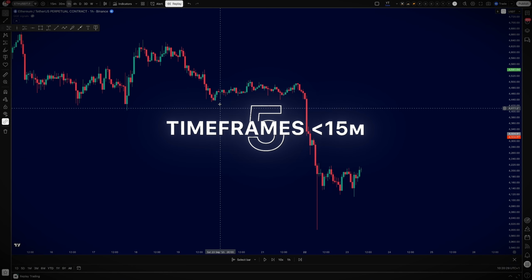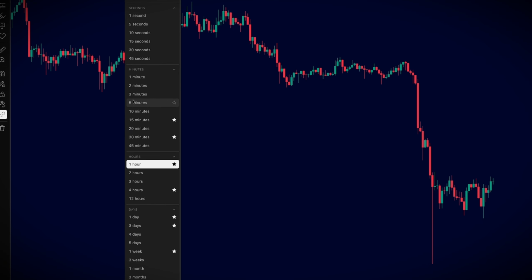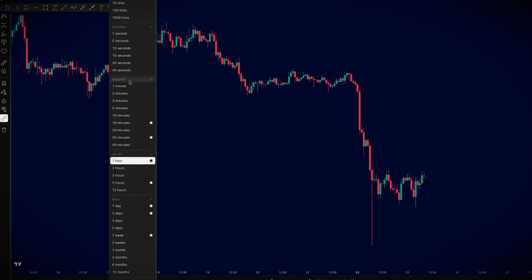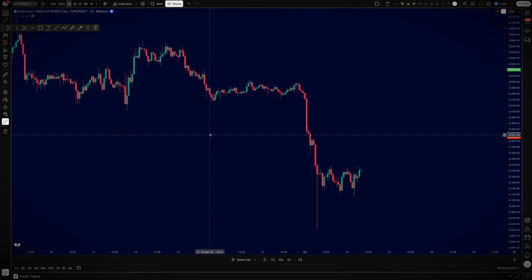The fifth mistake is using time frames shorter than 15 minutes. On 1 to 5 minute charts, the noise is just too strong. The filter doesn't have time to work, and the win rate drops below 50%. If you're a scalper, check out other videos on the channel. There are separate systems for that. This strategy is for intraday and swing trading.